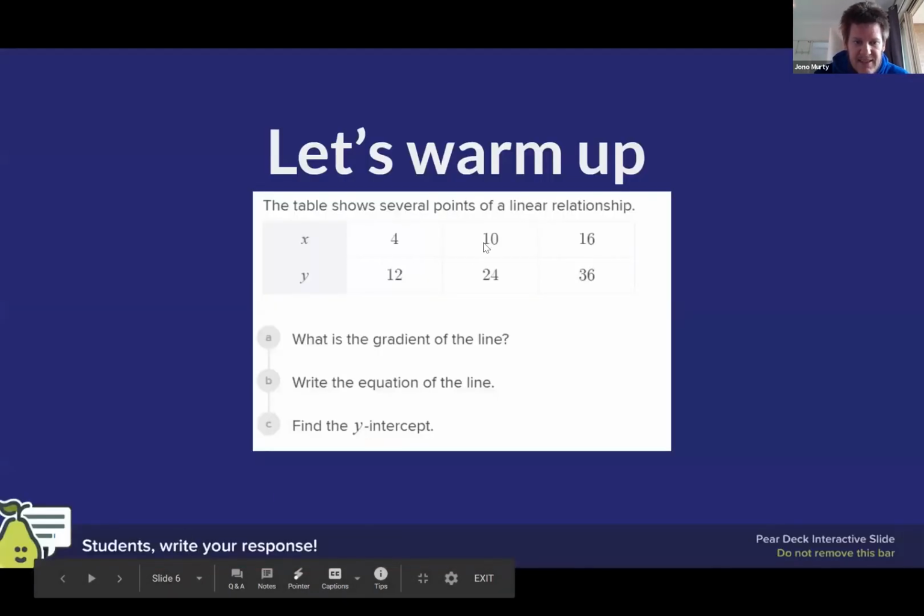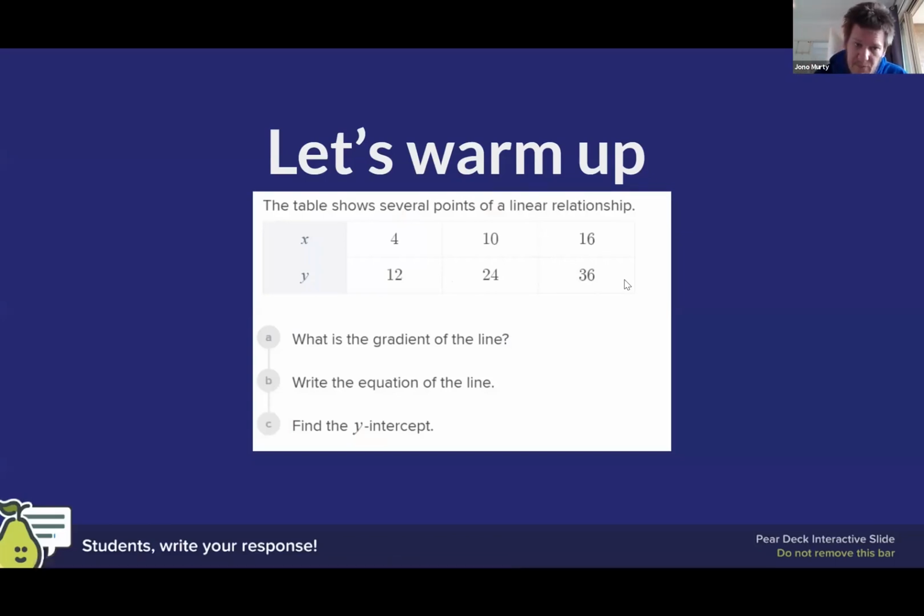Let's just start up with a warm-up table of values. So this is probably hard Year 8, easier Year 9 level. What is the gradient of the line? Write the equation of the line in y equals mx plus c form, and then just state what the y-intercept is. Shouldn't take too long. We'll give a couple of minutes to quickly solve this one, and then we'll look at a few more features.